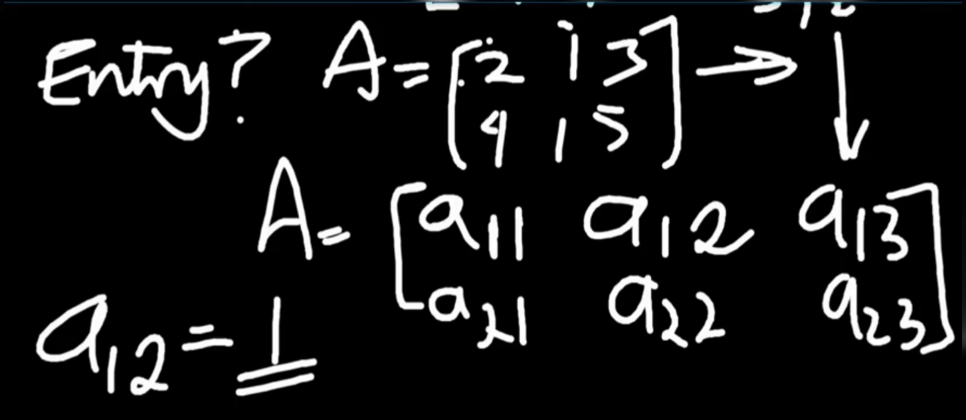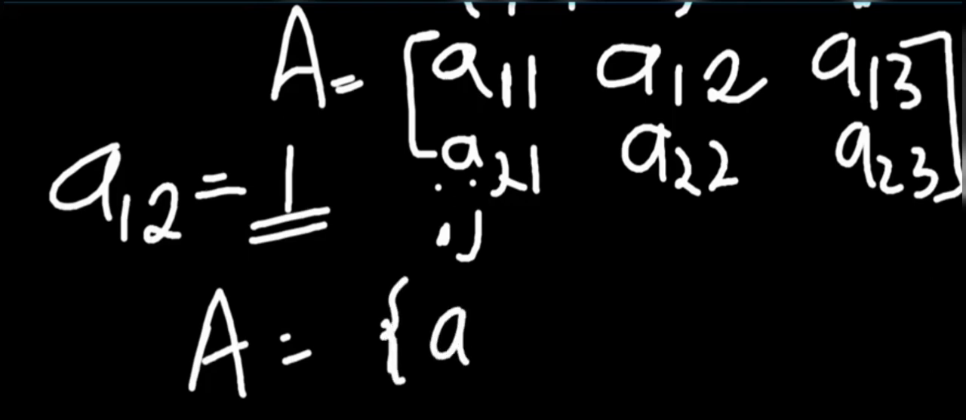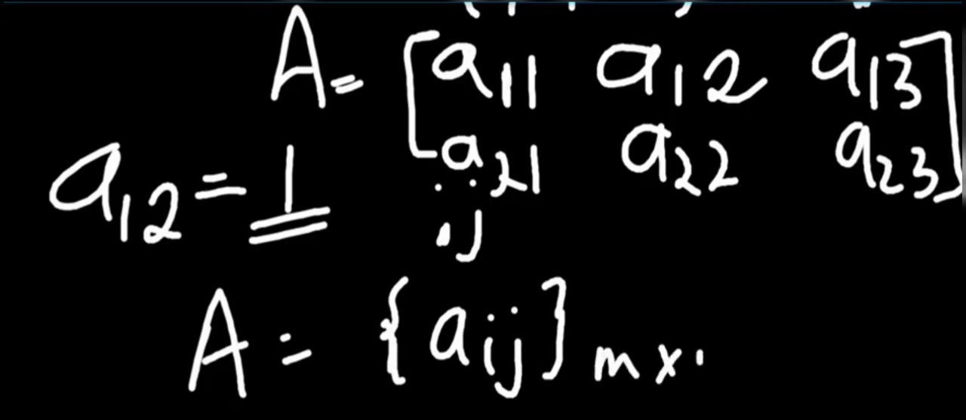So we can call the row i and call the column j. We will have that A is just a set of aij, m by n times. Okay, so if I keep plugging in aij, m by n times to get the rectangular matrix, I'll get back my matrix A.